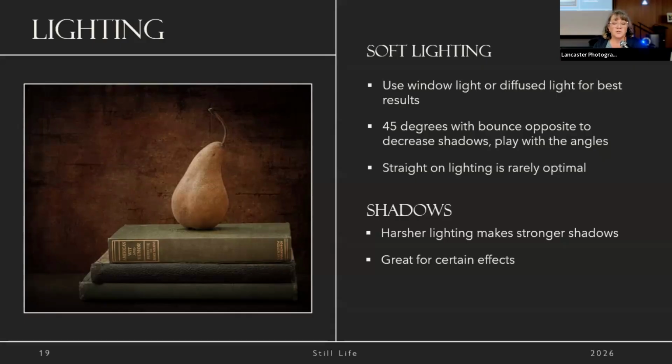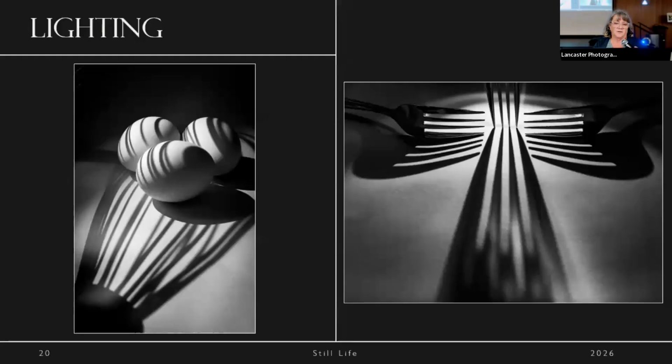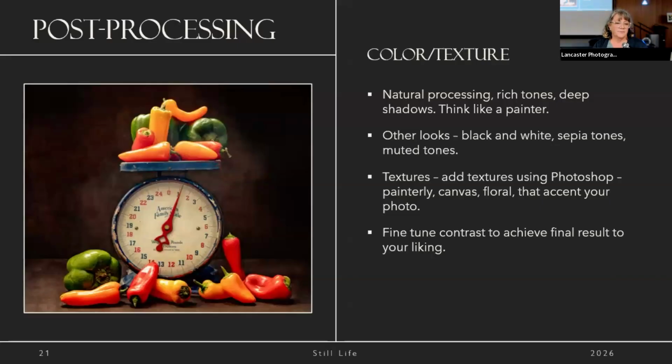Shadows. You can do harsher lighting to make stronger shadows if you want that, and it's great for certain effects. And here's a couple of examples. So this is still considered still life. So it's just having fun with shadows.